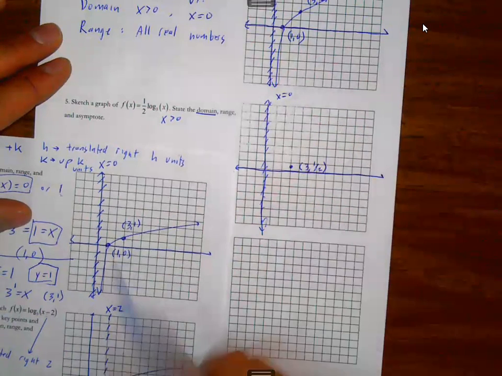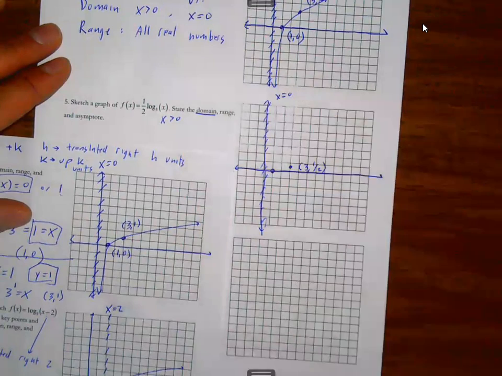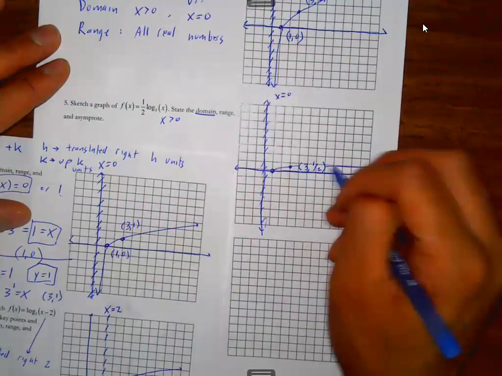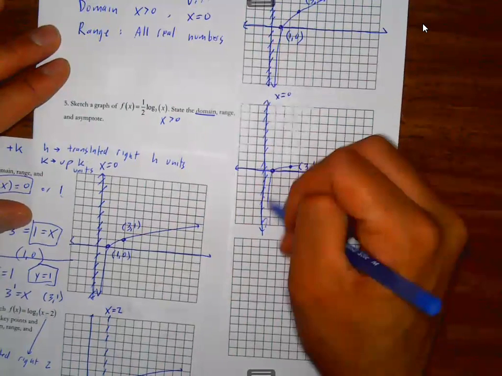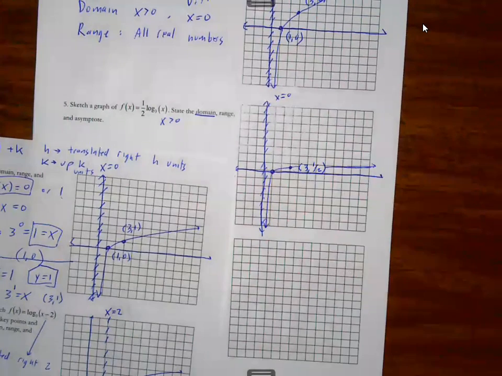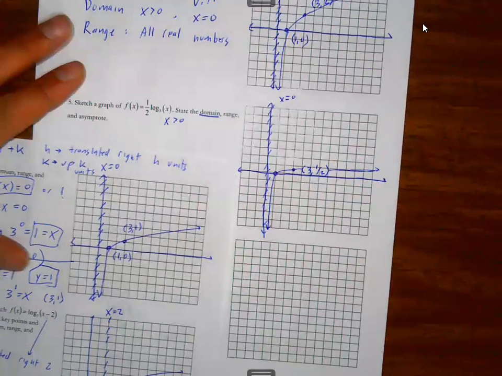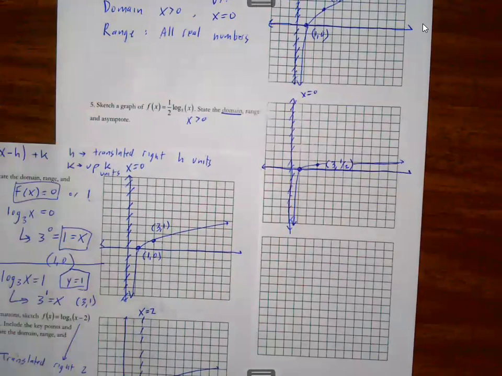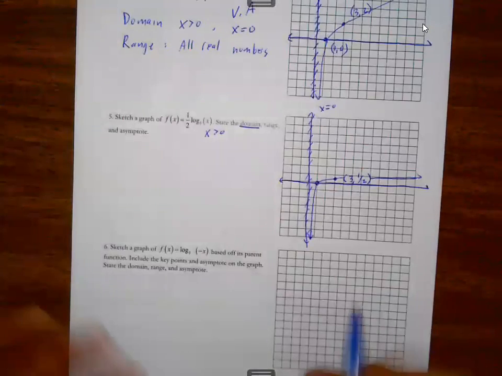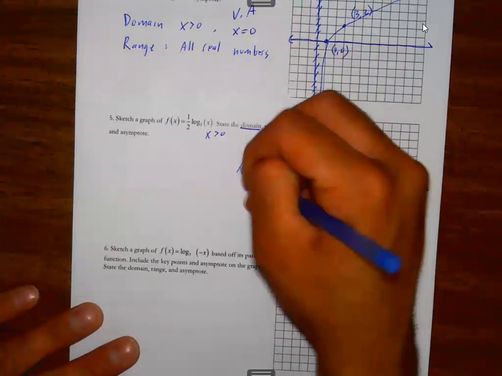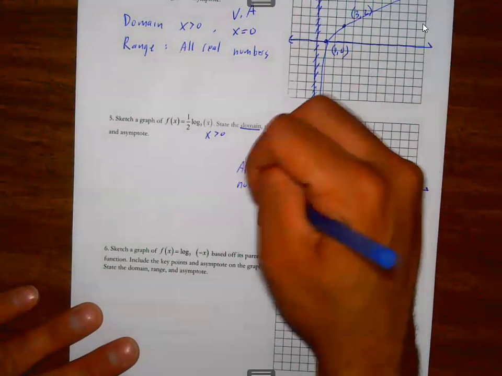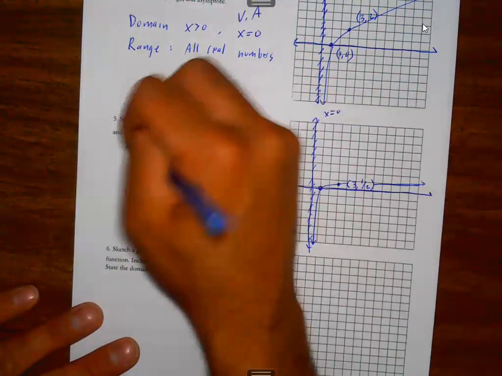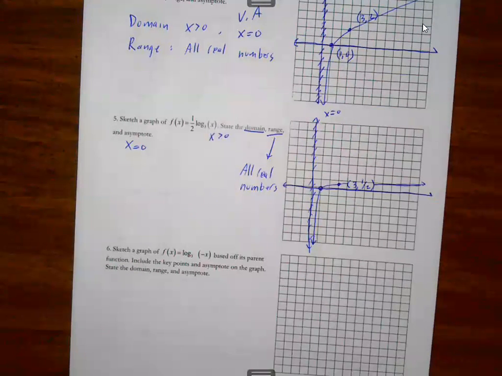And this point would be at 1 comma 0. So it'll look very similar to the first one we did. It's just going to be more smushed, more compressed towards the x-axis. All right, so since we're just compressing it, we're not changing the domain. The range is still all real numbers because that's always going to be the case for the logs that we do in this class. And the asymptote is at x equals 0.